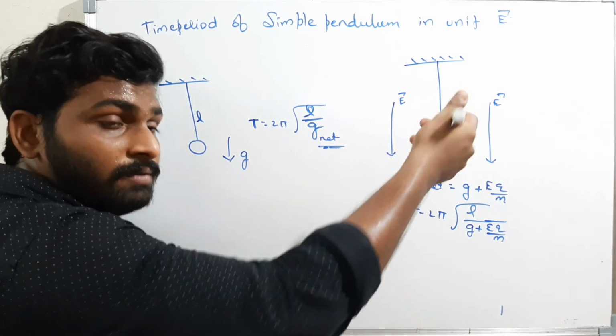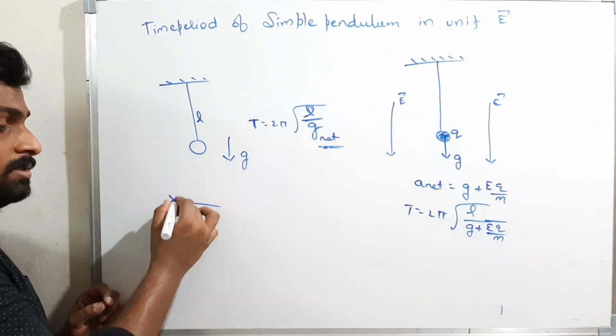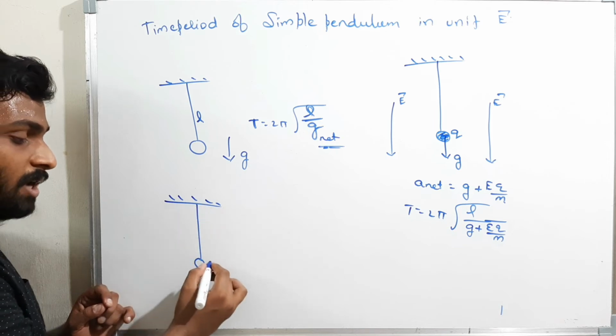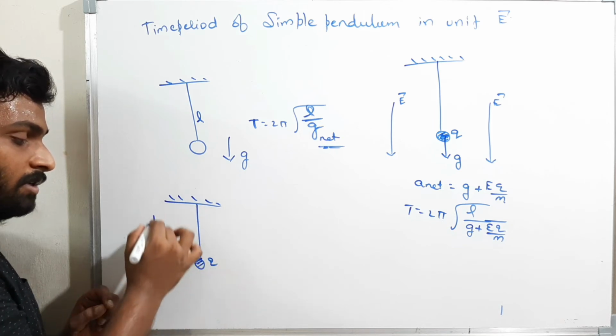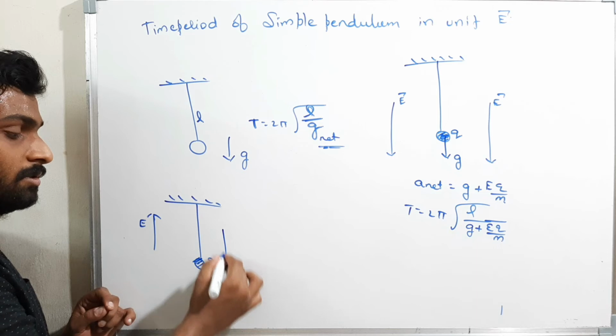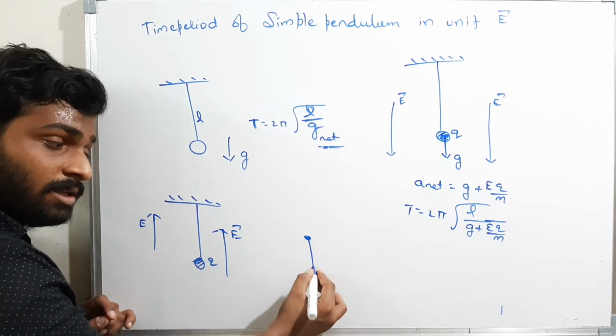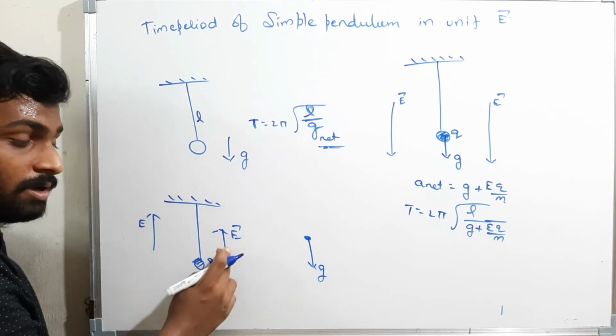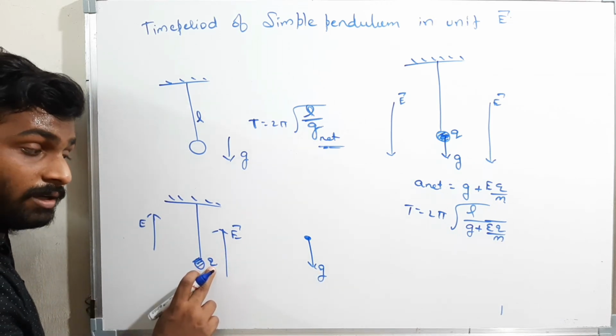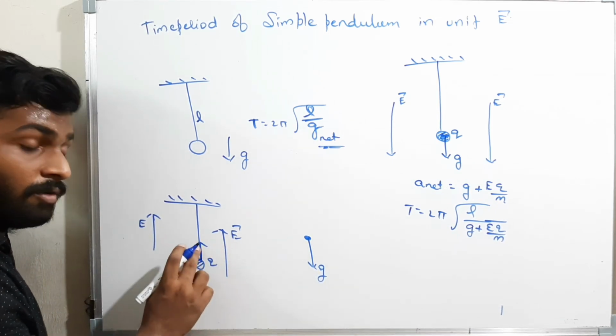Now, if I reverse the electric field, what will happen? This is a simple pendulum with charge Q, and now the electric field is upwards. There is a downward acceleration g, and because it is a positive charge, the electric force will act upwards. Therefore, what is the net acceleration?